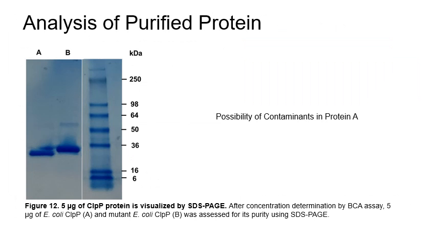After the concentration determination, 5 micrograms of protein was electrophoresed to assess its purity. So observing the image, we can say that there is a possibility of contaminant in protein A. However, equal relative abundance of proteins in both the lanes suggests that concentration might have been determined accurately.